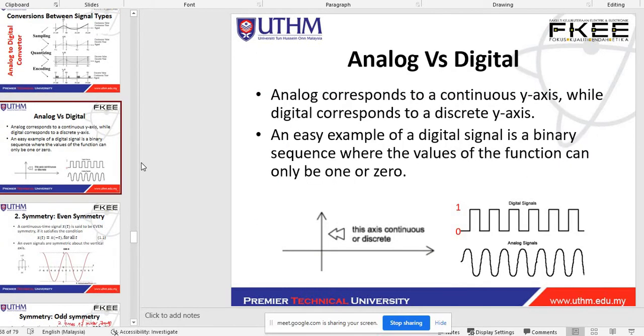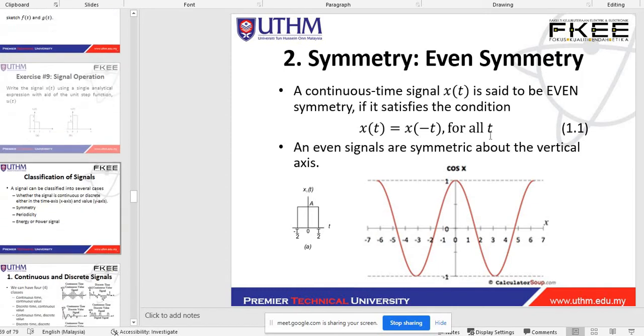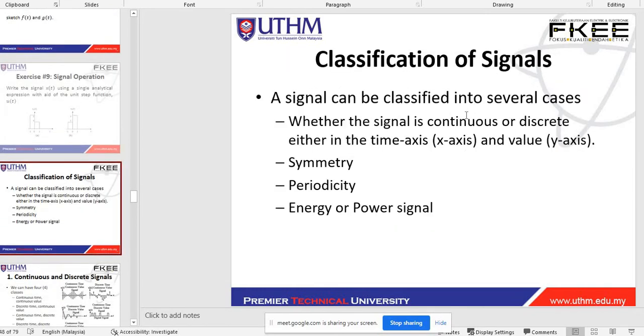Then I will let you know what is the difference between analog and digital. If you look at this figure, this is an analog signal. And then we want to change it to a digital signal with only 0 and 1. Okay, there's a difference. So we finish continuous time and discrete time.